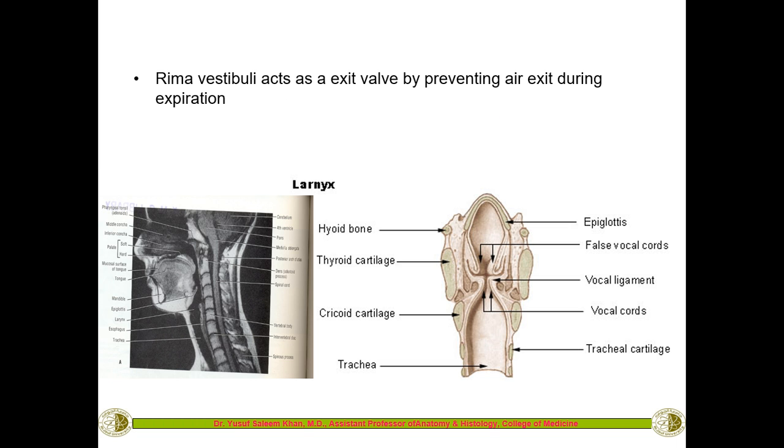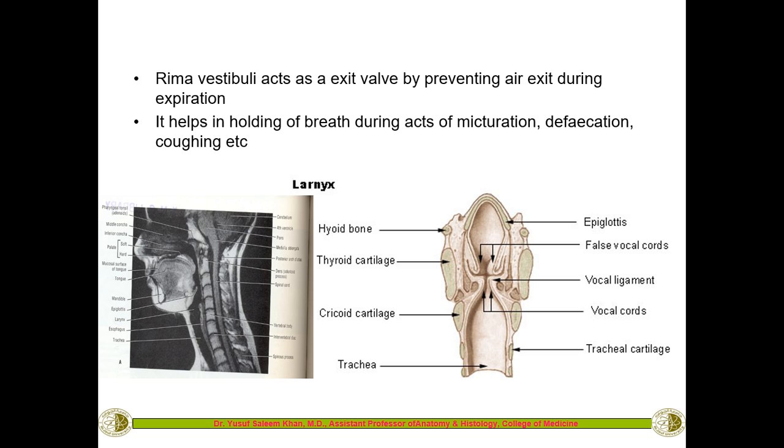Rima vestibuli is the space between the two vestibular folds. This is the fold, and this is the space. The rima vestibuli acts as an exit valve by preventing air exit during expiration.